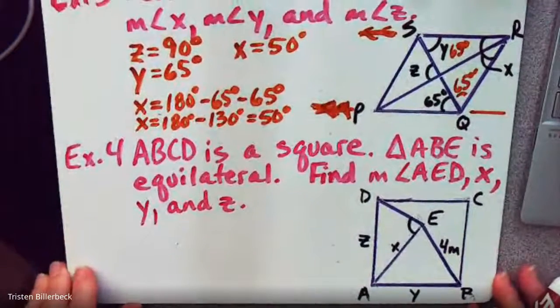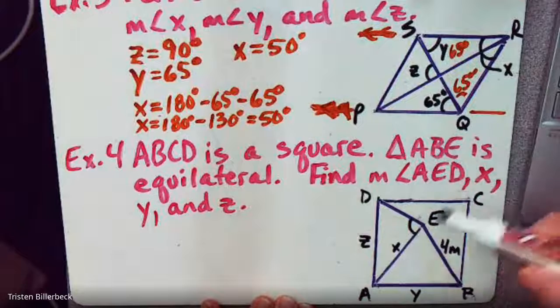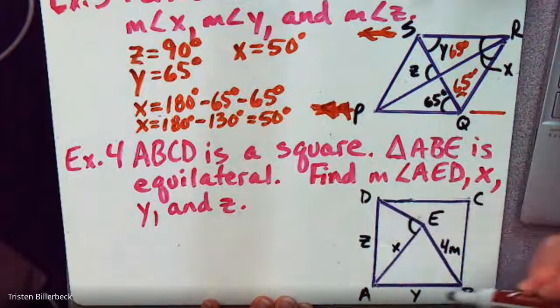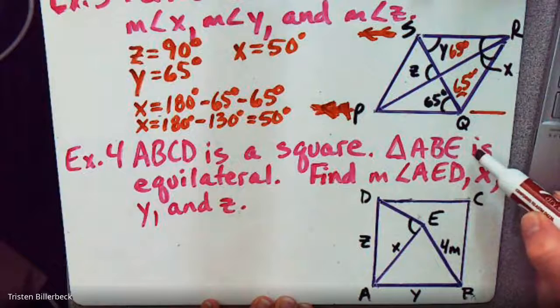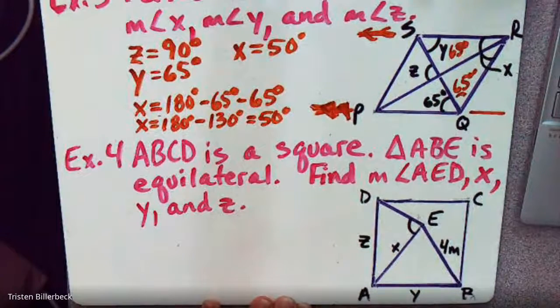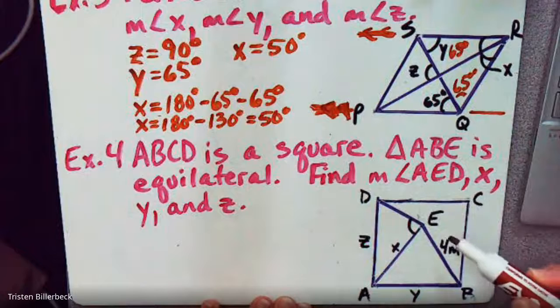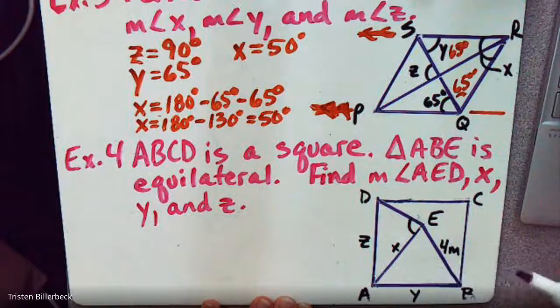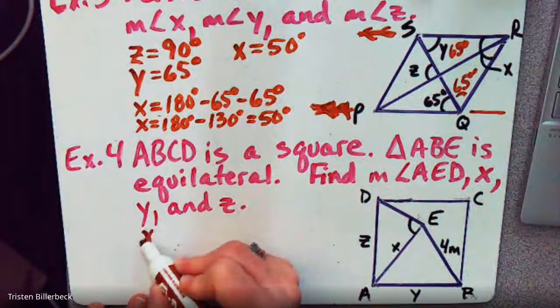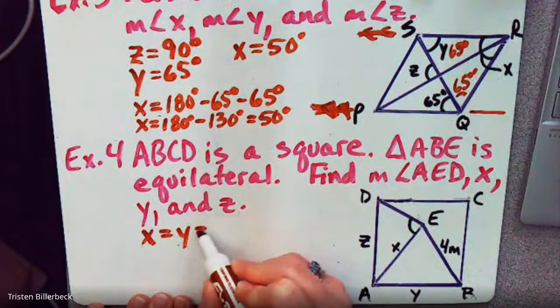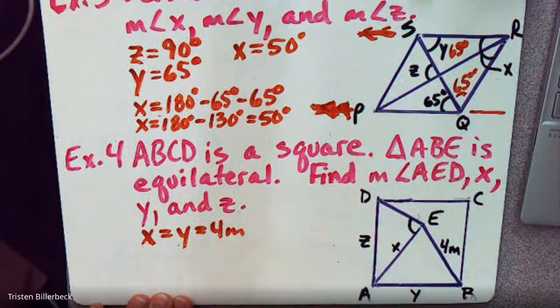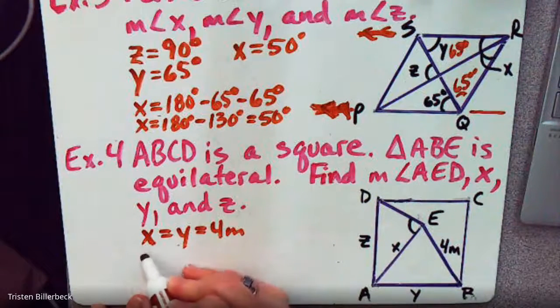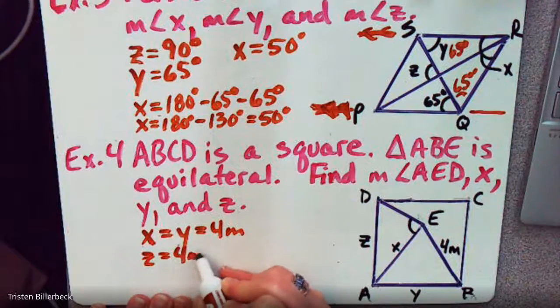All right, so this one we have ABCD is a square. So we have all right angles, all sides are equal. Triangle ABC is an equilateral triangle. Okay, so find the measure of AED. So AED is right here. We also want to find x and y and z. So if this is an equilateral triangle here, then that means x equals y equals 4 meters. Okay, but if y is 4 and this is a square, then we know z is also 4 meters.